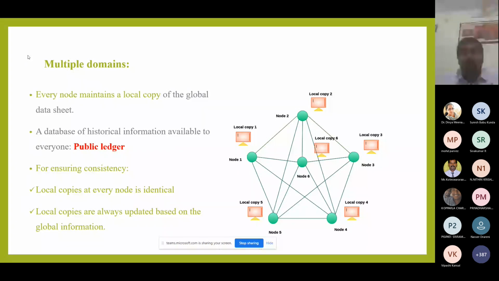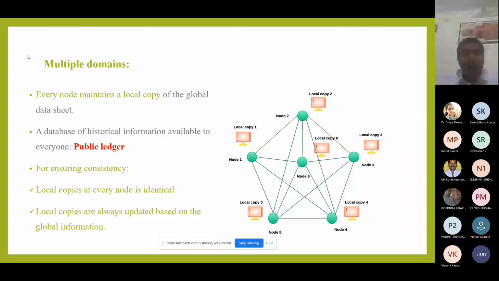What does this mean? Suppose node 1 makes some transaction. Suppose node 1 sends some amount to node 6. This is reflected in the local copy of all the users.